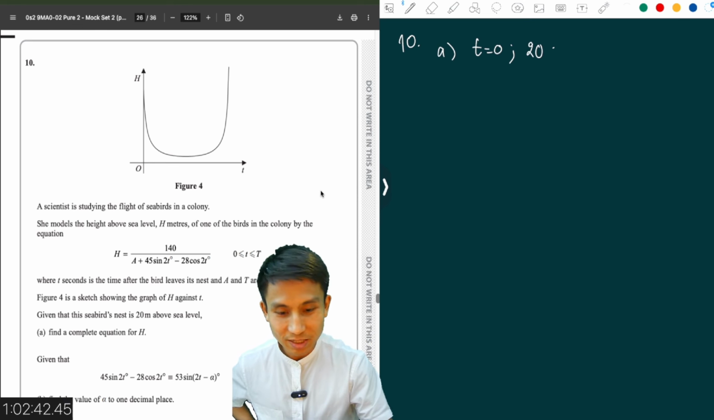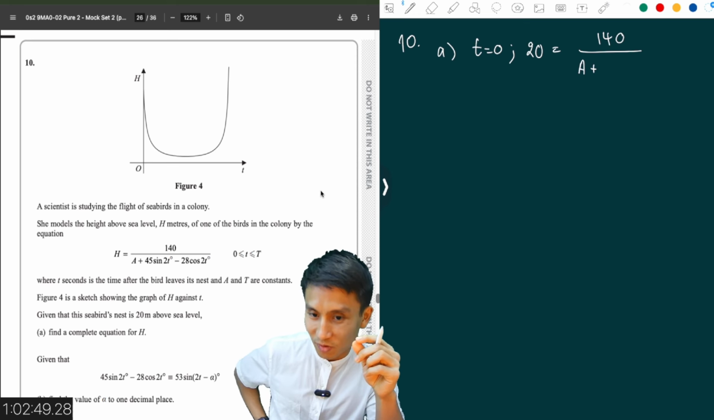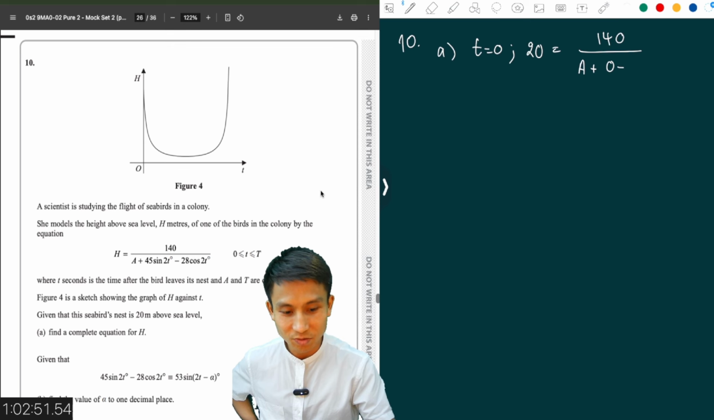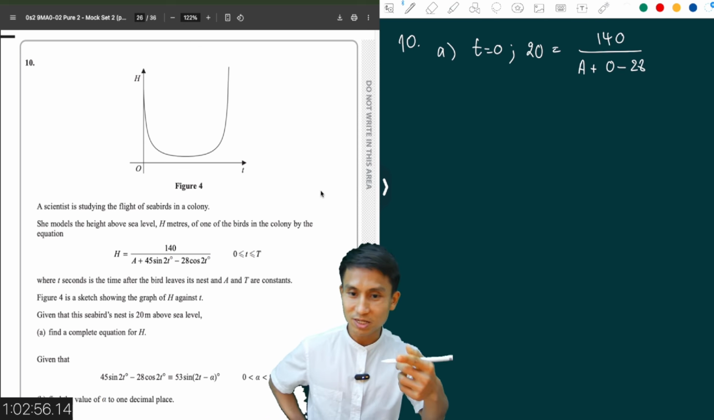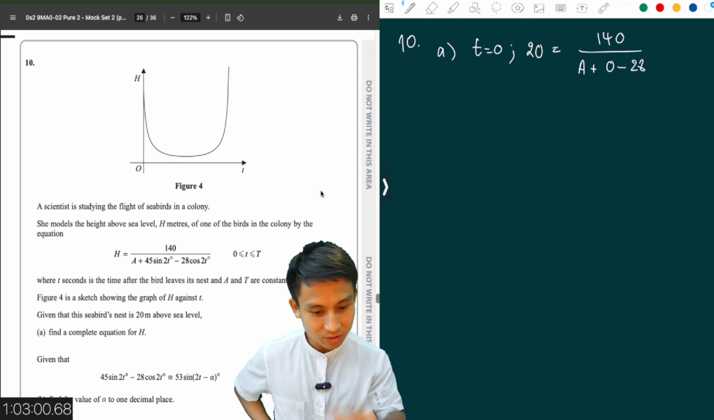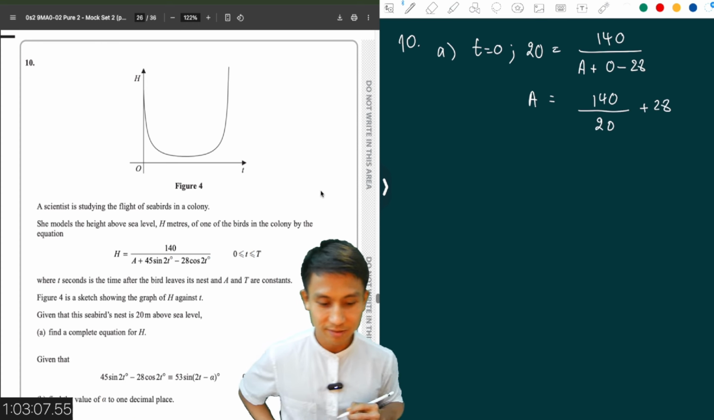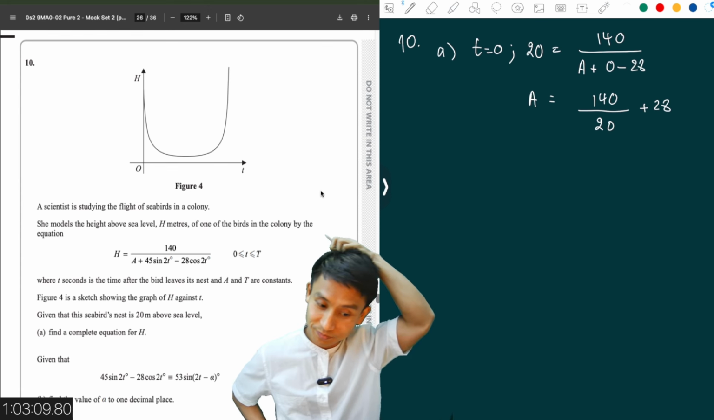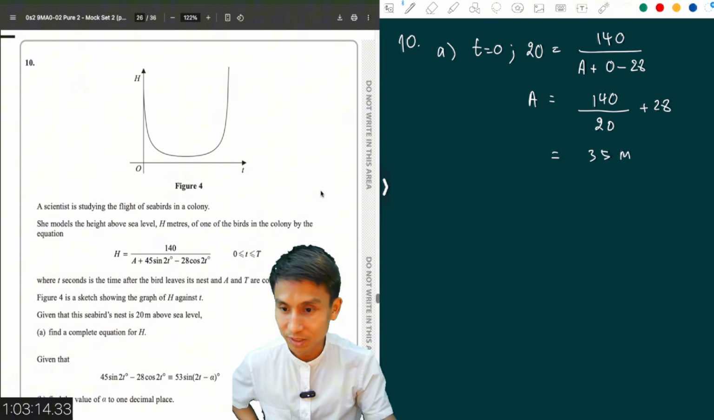So we just say 20 equals 140 divided by a plus 45 sine 0 minus 28 cos 0. Sine 0 is 0, cos 0 is 1, so that's 0 plus, minus 28. Because if you sub t equals 0 in there, you get cos 0, which is 1. So we're going to solve for a. So a is just 140 over 20 plus 28. Nothing complicated here. So that is 35 meters, right?